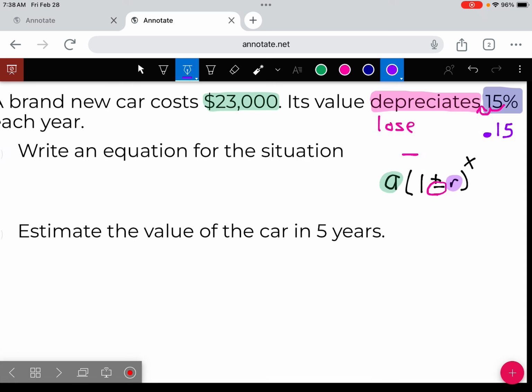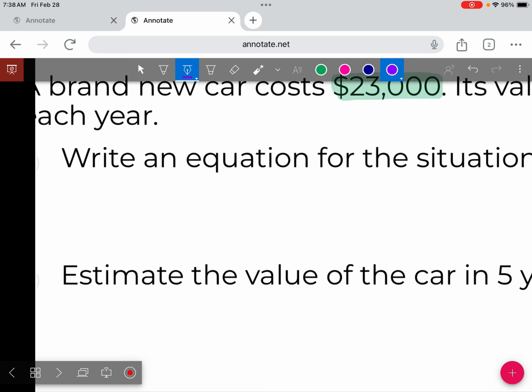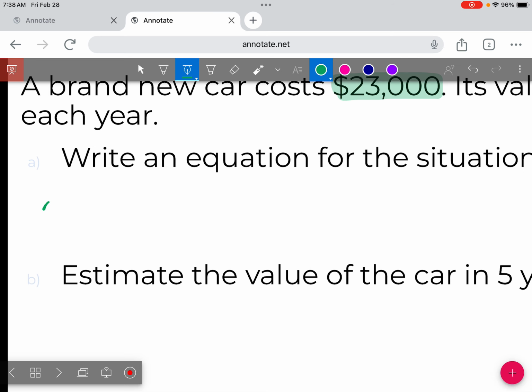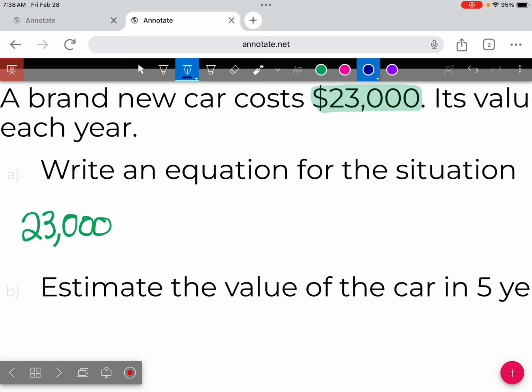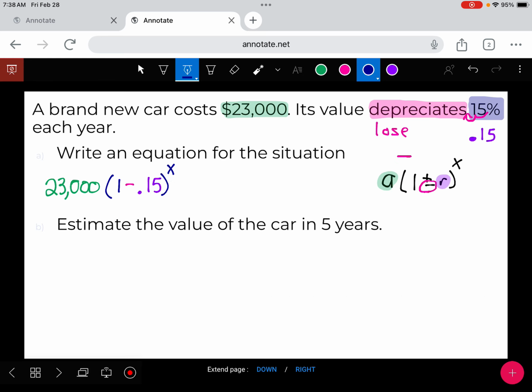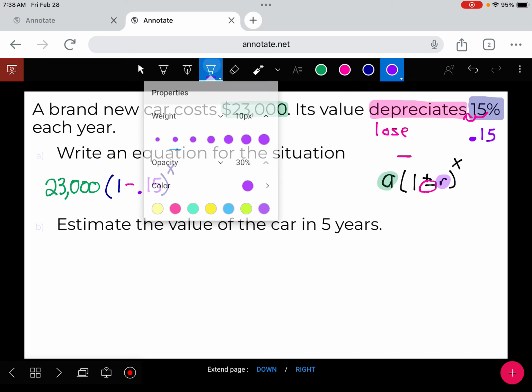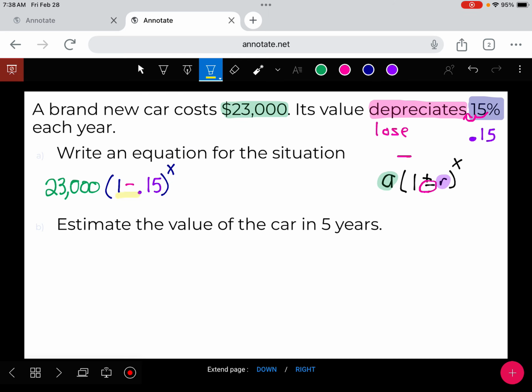So when we're writing our equation for this situation, I have all the pieces right here. We've got our $23,000. Our formula, we have our 1 minus our 0.15 to the x. And I do want us to simplify here. We're going to simplify inside the parentheses. This guy.